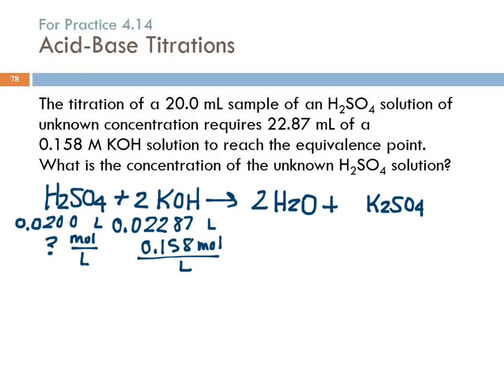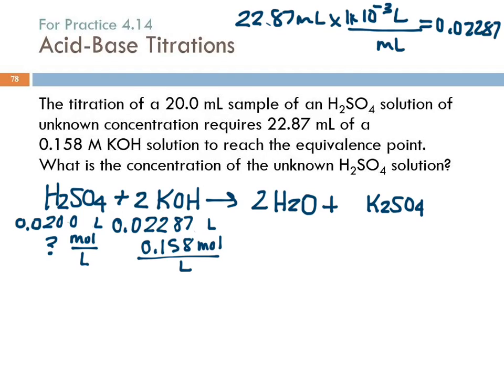Now, that's not magic that I'm doing. 22.87 milliliters times liters over milliliters. This will be 10 to the minus 3. And you can do the math and prove to yourself that that's what we get. We convert milliliters to liters a lot in 1A, and what we're doing is we're dividing by 1,000. We're moving the decimal point over 3 places to the left. So however you get there, our end result should be the same.